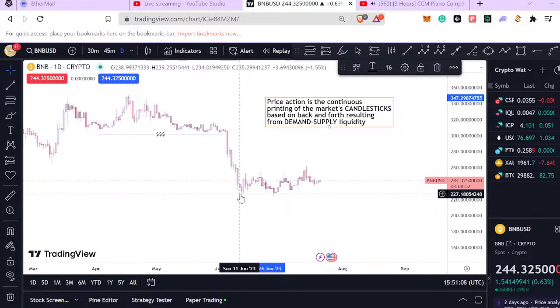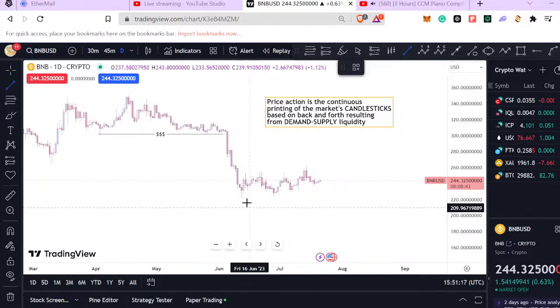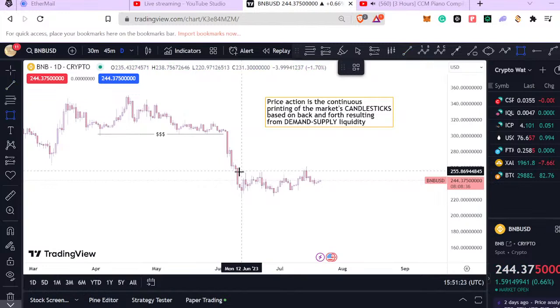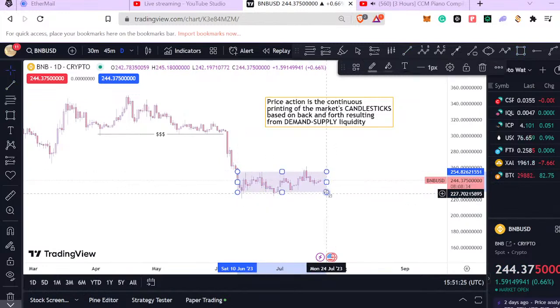Now look at this. The action the market has taken from this point, the 12th day in the month of June, which of course is a Monday, is sort of within a zone. If I mark it out with my rectangle, it's very obvious for you to see that this is the movement, just within that zone. That's price action.